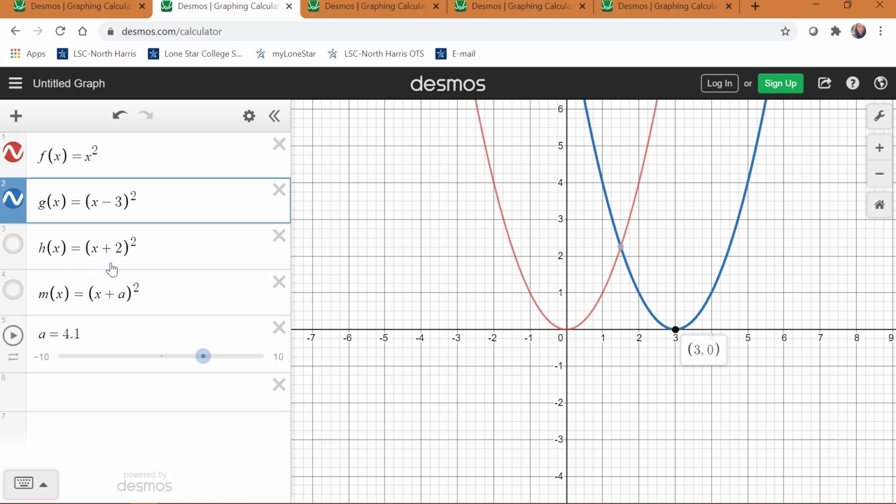Okay, what if I do x plus 2 inside of the parentheses being squared, where I've added a 2 on the inside of that square function? What's that going to do?